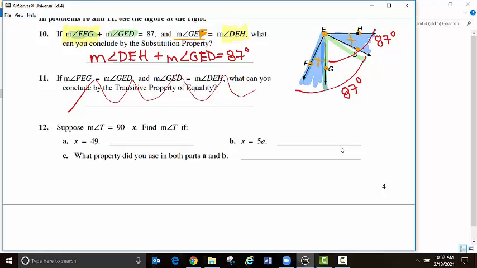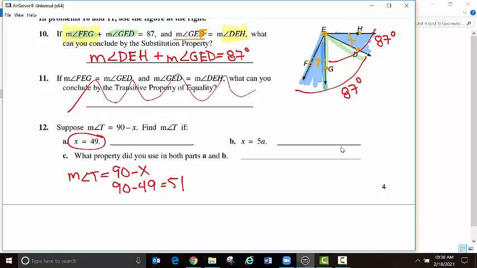It says the measure of angle T equals 90 minus x. Find the measure of angle T if x is 49. So I'm going to say, okay, the measure of angle T equals 90 minus x. But oh look, x is 49. 90 minus 49 is 51.